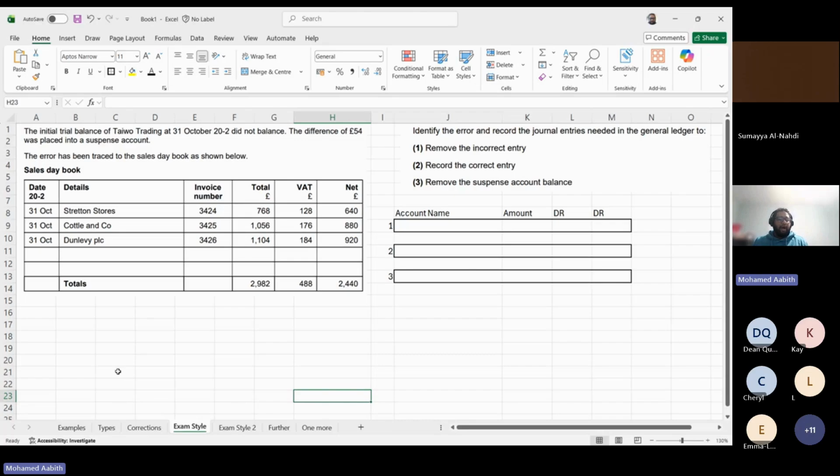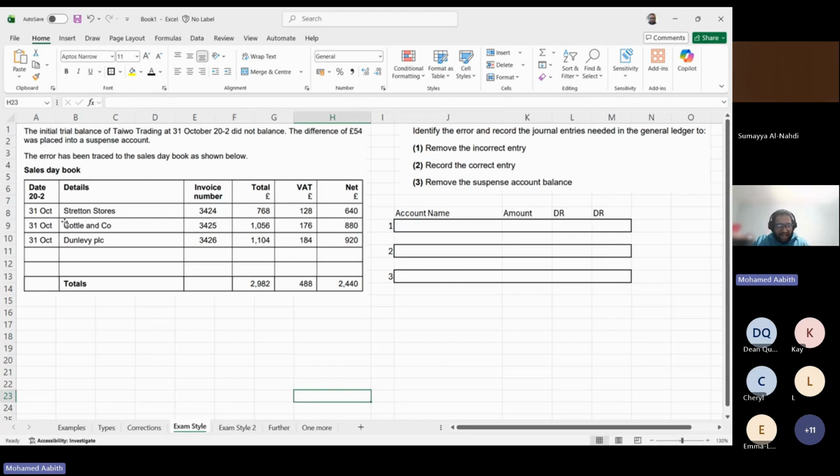But let's say here, how are we going to identify this? They're saying here, a difference of £54 was placed into the suspense account. The trial balance did not balance, and they didn't say whether that amount was a debit or a credit. But it does not matter to me. All I need to know is the £54, so the error is also going to be for £54. Let's find out what could be the error behind it.